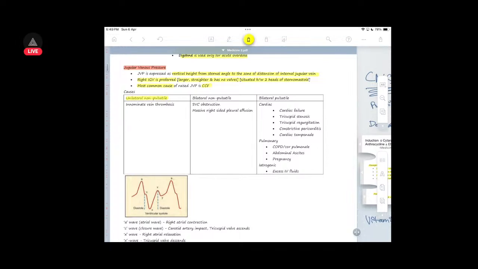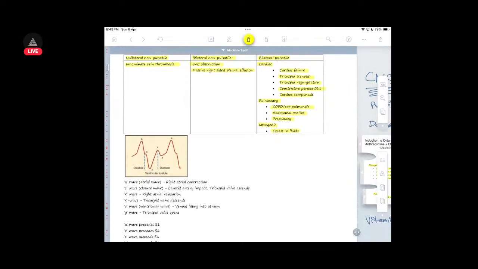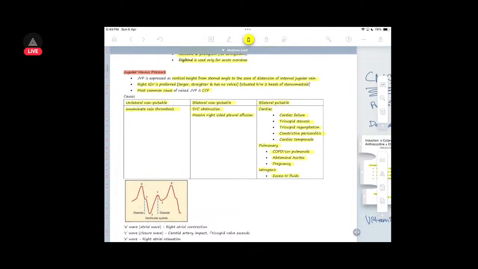So causes: unilateral non-pulsatile, bilateral non-pulsatile, bilateral pulsatile. Unilateral non-pulsatile: innominate venous thrombosis. Bilateral non-pulsatile: SVC obstruction and massive right-sided pleural effusion. Bilateral pulsatile can be cardiac, pulmonary, or iatrogenic. In cardiac cases, you have cardiac failure, tricuspid stenosis, regurgitation, constrictive pericarditis, and cardiac tamponade. Pulmonary: COPD, cor pulmonale, abdominal ascites, and pregnancy. Iatrogenic is excessive IV fluid given.